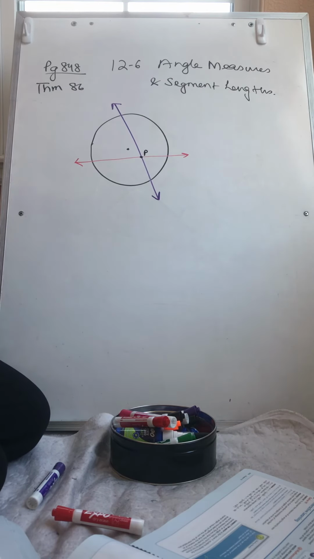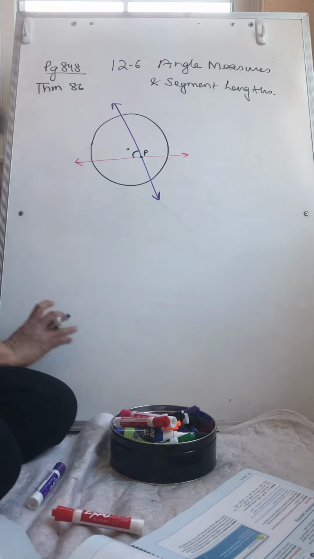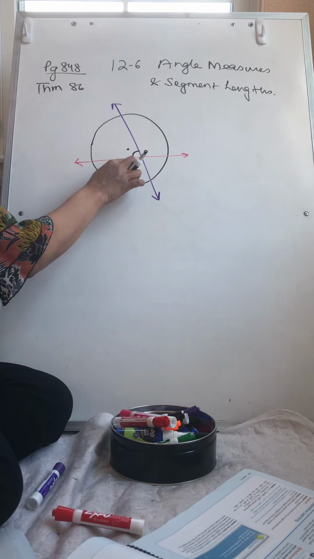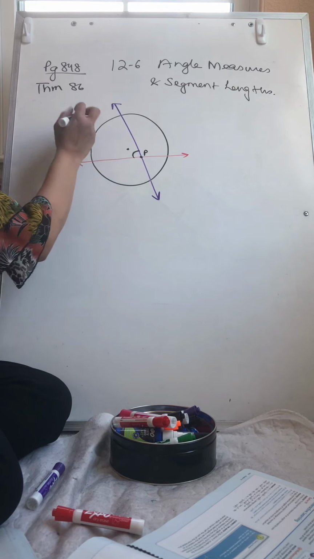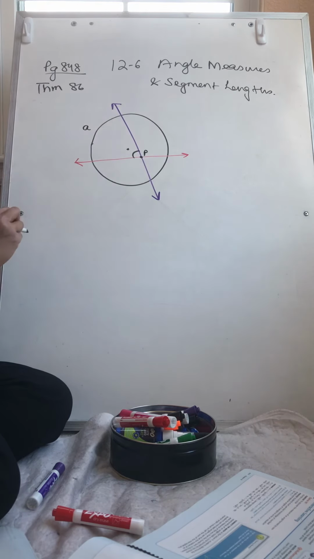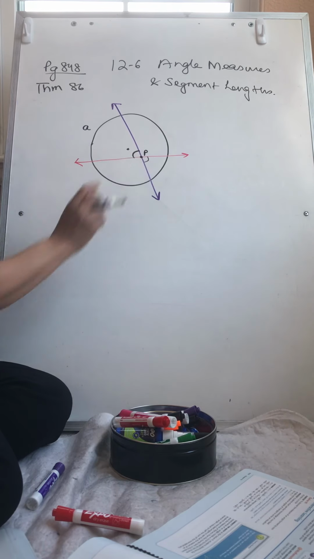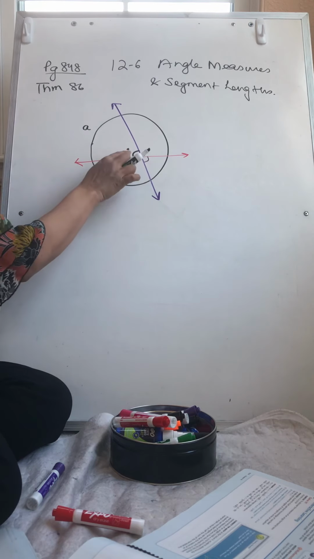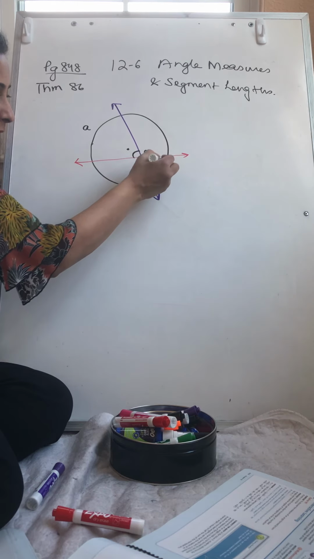So what I need to prove here is that this angle, formed inside the circle, is half of the intercepted arc. Now which arc is intercepted by this angle? It is this portion, so let's call it A. These two angles are congruent because they are vertical angles, formed by two intersecting lines. So this angle is equal to this angle, and this angle is intercepting what arc?